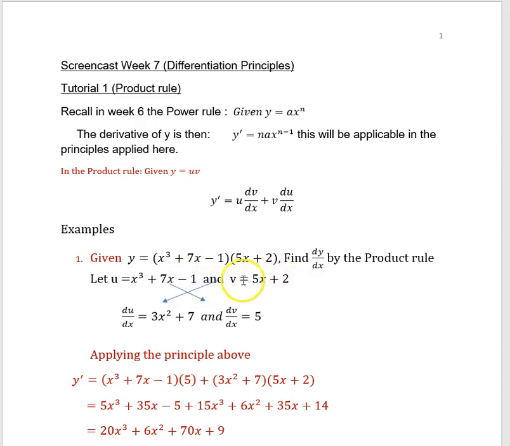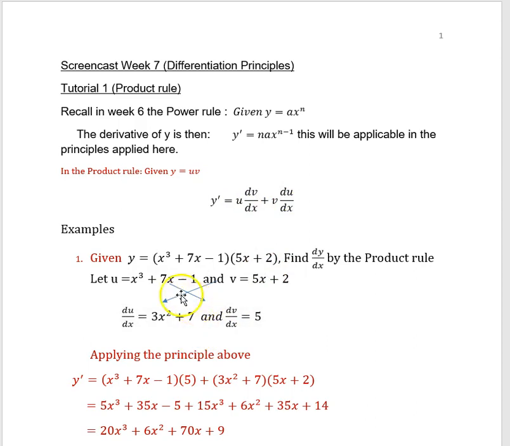And then we differentiate the other, dv dx. Differentiate that, the x becomes 1, that's 1 times 5 gives you 5. Differentiating the 2 as a constant gives you 0. So you have 5 as differentiation of that. Now you apply the rule back up there, which is u dv dx plus v du dx.